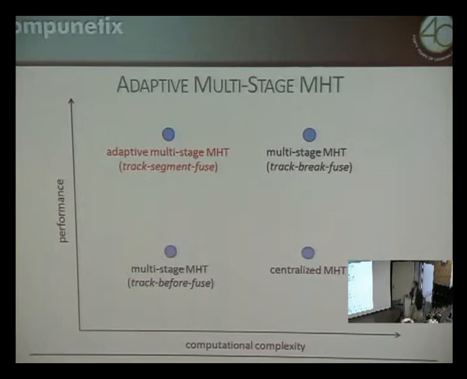And what we would expect, this is really conjecture, is that this sort of track segment fuse approach would have the performance of track before fuse, but without those fragmentations that we see, for example, in the Eastern Med example that I didn't have time to talk through. You would not have that fragmentation, but you would have the performance benefits of track break fuse without the complexity associated with track break fuse or with centralized tracking.